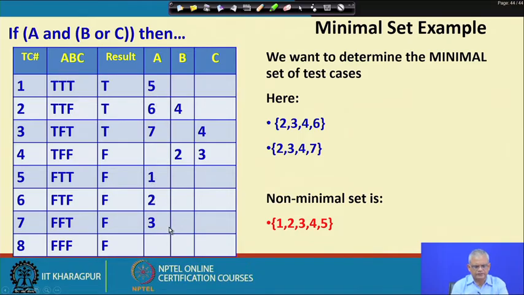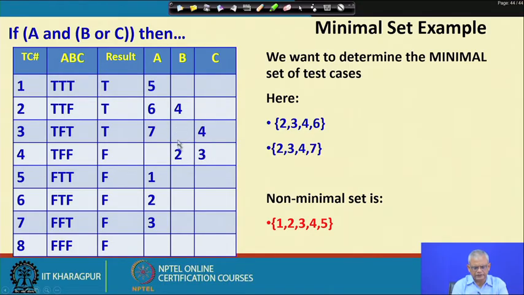Now, let us see the independent influence of B on the outcome. We have 2 4 and of course, 4 2. Similarly, for C it is 3 4 and 4 3. Now, when we choose the MC/DC test suite, we can find that 2, 3, 4 and 6. So, 2 6, 4 3 and 4 2. This has to be included anyway.